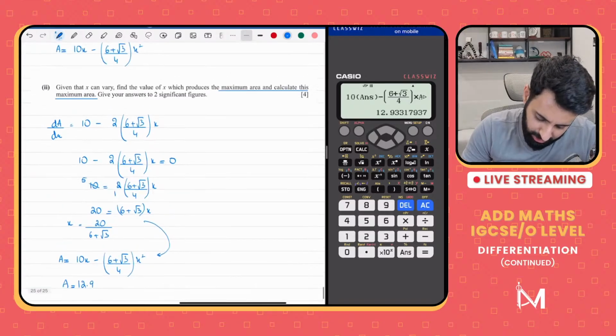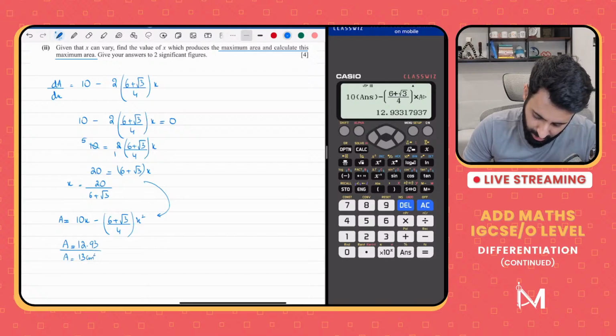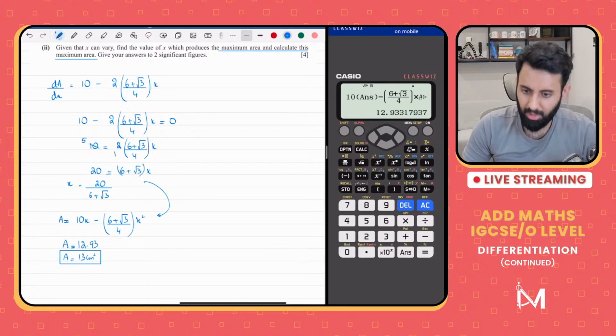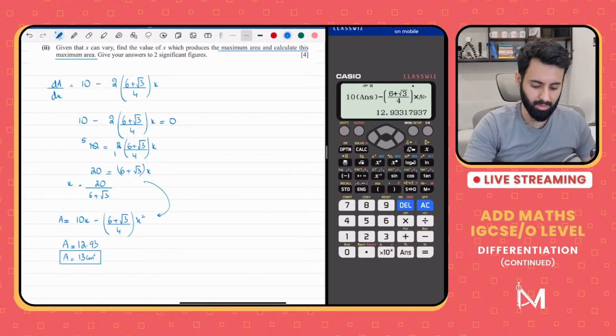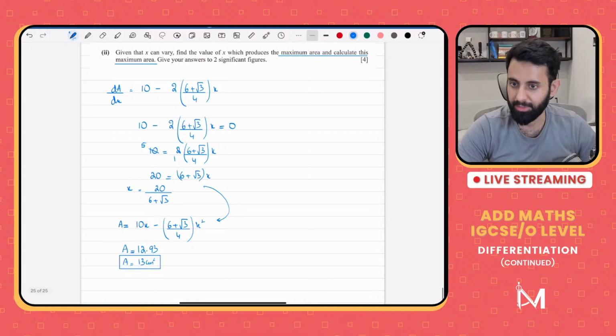So let's look at what the question says. The question says give your answer correct to 2 significant figures. So correct to 2 significant figures, it would be 13 centimeters square. Now the unit is not that relevant. Just make sure that you get the correct answer, and just make sure that you round it off correctly also.